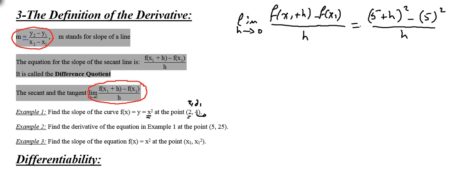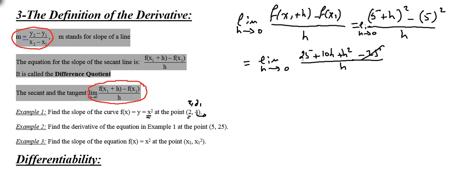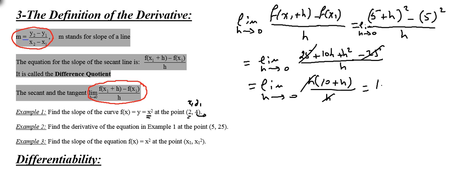Sorry, I forgot to write the limit. We should keep the limit until we substitute h equals 0. It equals the limit as h tends to 0 of 25 plus 10h plus h squared, expanding this, minus 25, over h. The 25 minus 25 cancels. It equals the limit as h tends to 0 of h times (10 plus h) over h. The h cancels, and we substitute 0, so it is 10.